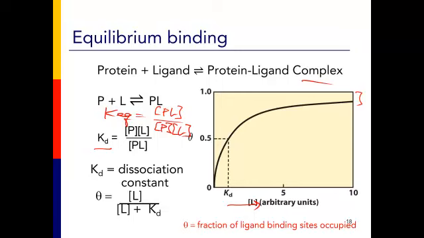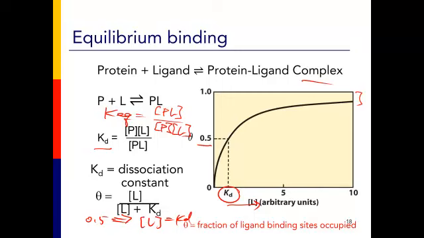Okay? So we're going to define KD, which we already said is the dissociation constant, as the concentration of ligand that gives us a protein state where half the protein is free and half the protein has ligand bound to it. So we have half free protein and half complex. You can solve that mathematically, right? If theta equals 0.5, then ligand equals KD.